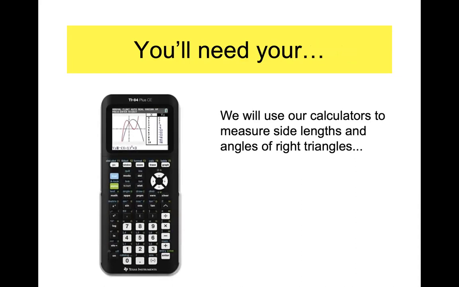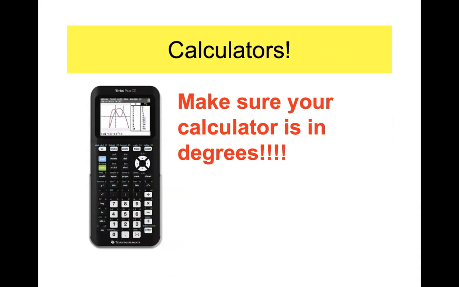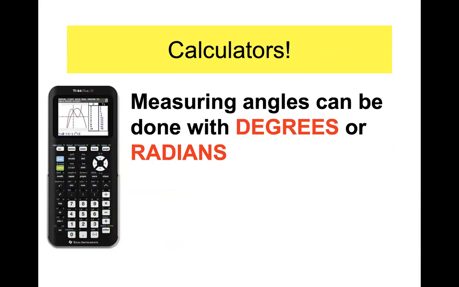Remember, trigonometry allows us to measure the sides and the angles of triangles. The big but here is that, once again, your calculator needs to be in degrees. Not that you can't do trig in radians. You absolutely positively will do trigonometry in radians when you get to pre-calculus. But for this year in geometry, we stick to degrees. So make sure you're measuring in degrees.